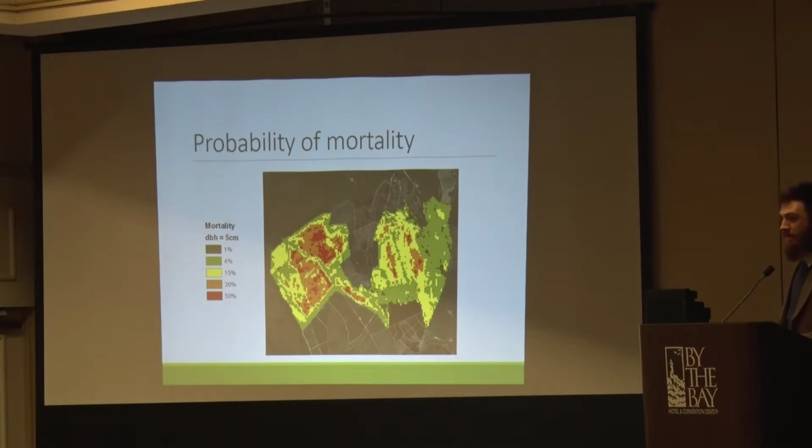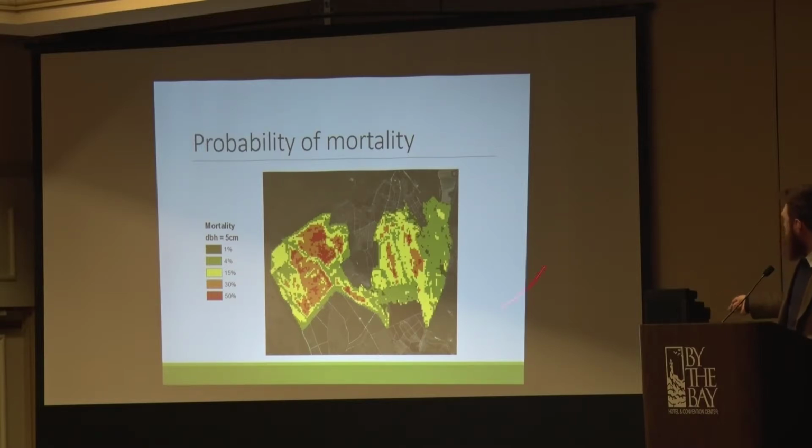You just classify groups of pixels into ranges, and so everywhere that's red, we're looking at our 5 centimeter DBH tree here. Everywhere that's red, you would have had about 50% mortality of 5 centimeter DBH trees. And everywhere that's dark green really had a very low impact, and you'd only see just the same background mortality of about 1% of those trees.